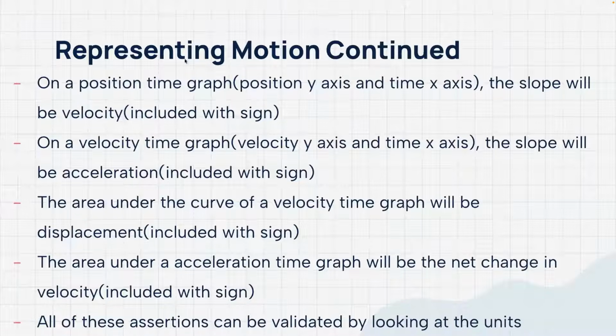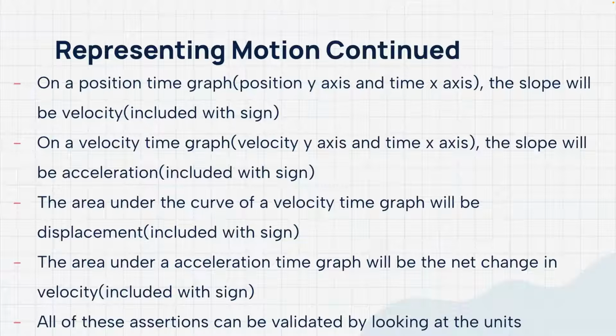Okay, continuing. On a position time graph, so essentially you graph the position on the y-axis as a function of the time on the x-axis, the slope will be velocity, and you also have to include the sign. This makes sense intuitively, right? Because velocity is just the change in displacement or change in position over time, which is displacement over time.